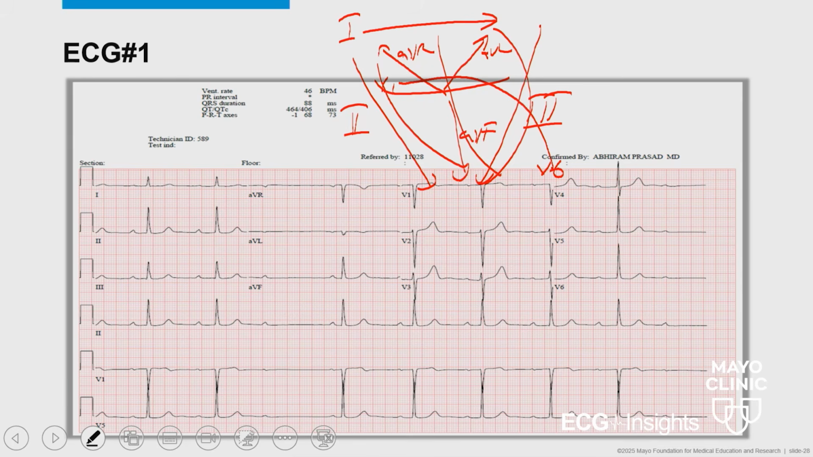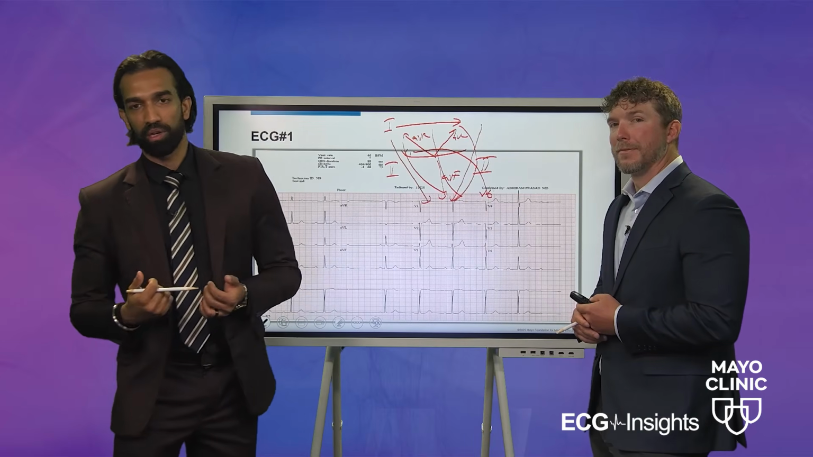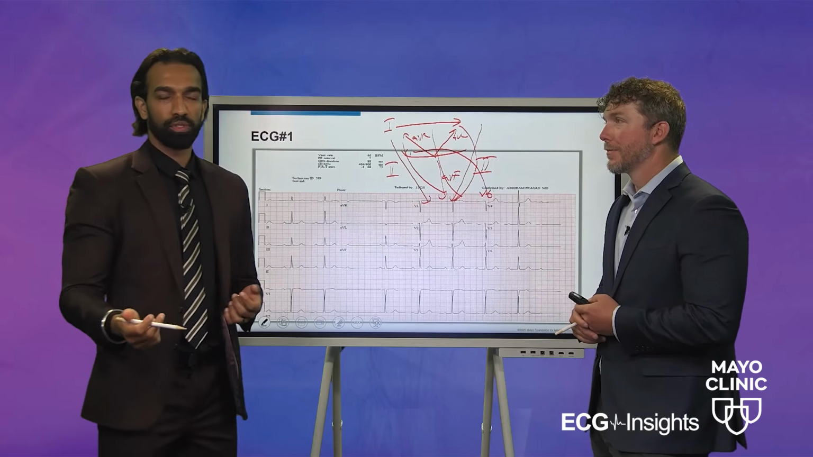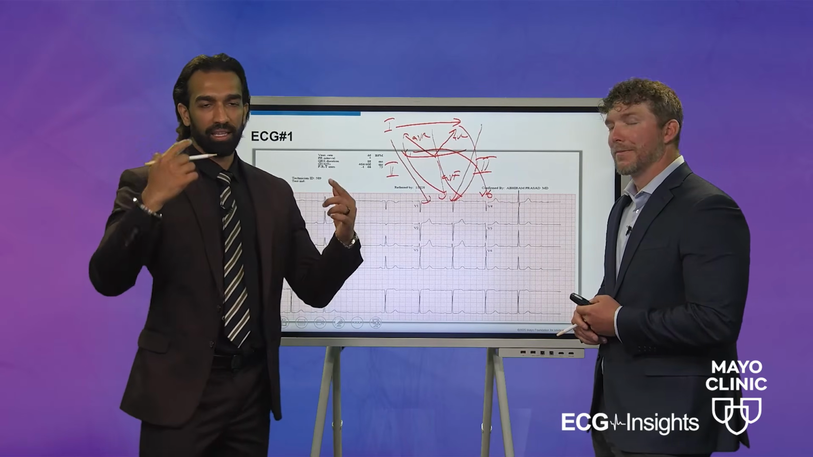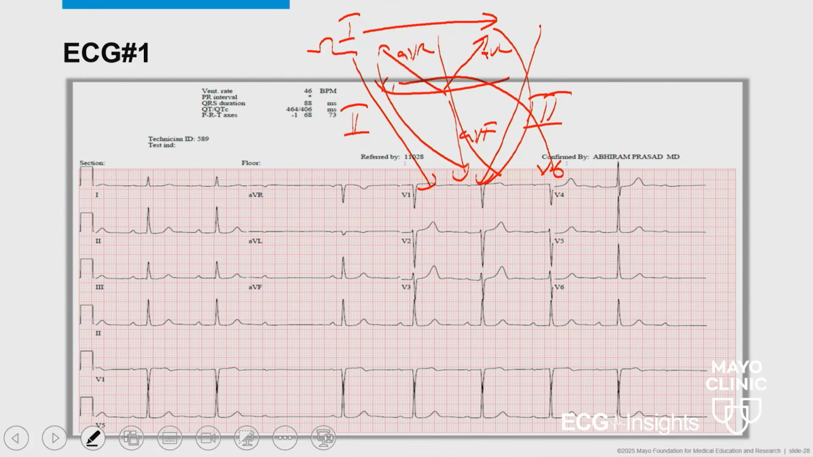When we understand this, any activity going towards a lead will be a positive deflection, and any activity going away from the lead will be a negative deflection. Some of you who've seen our prior sessions can think in your head, if you have a sinus P wave that begins here, we know that activity is going in the direction of lead 1. So lead 1 has to be positive. Here, although it's a little flat, it is a positive P wave in lead 1. Also, a sinus P wave goes from the top of the atrium to the bottom, so your leads 2, 3, and aVF should be positive.